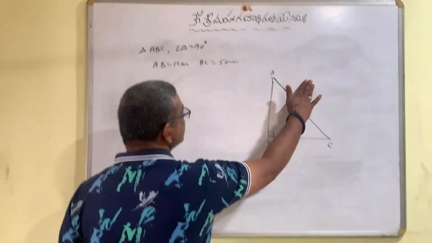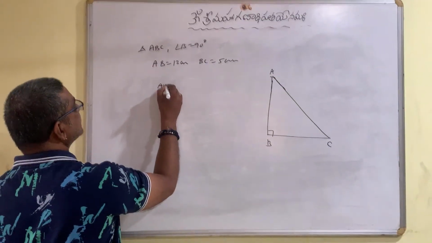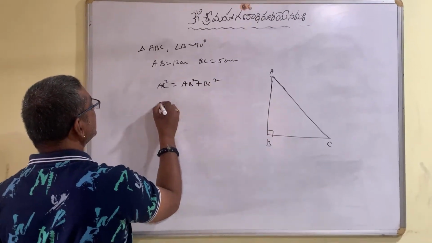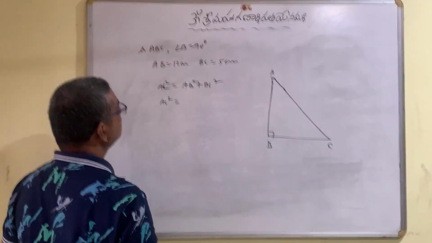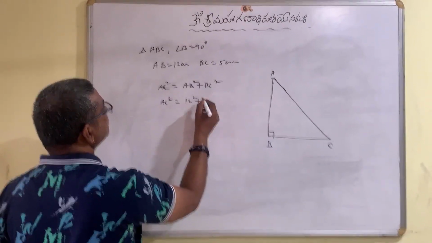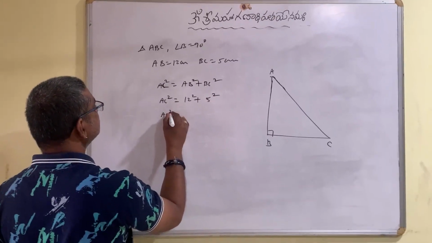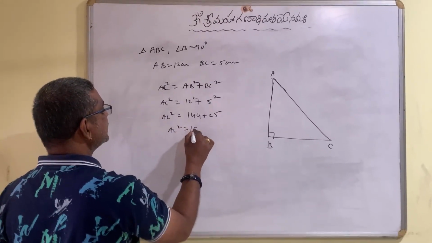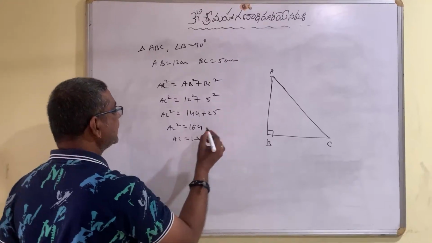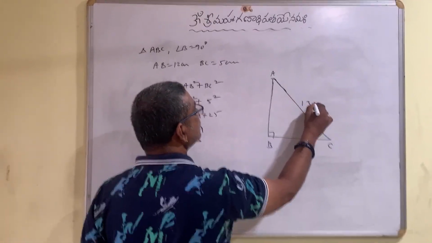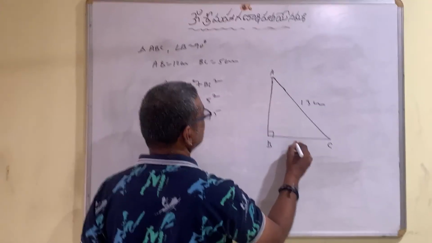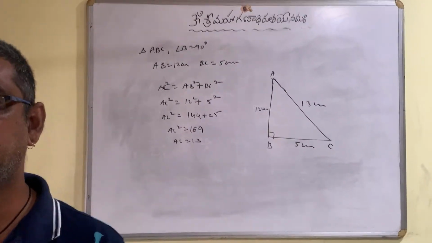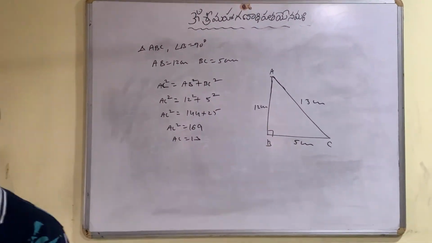So in order to find out AC, we need to apply Pythagoras theorem. Is that right? AC square is equal to AB square plus BC square. AB square, BC square, 144 plus 25, 169. So AC is 13 centimeters, with 5 centimeters and 12 centimeters. Now we know all the 3 sides. Is that right?